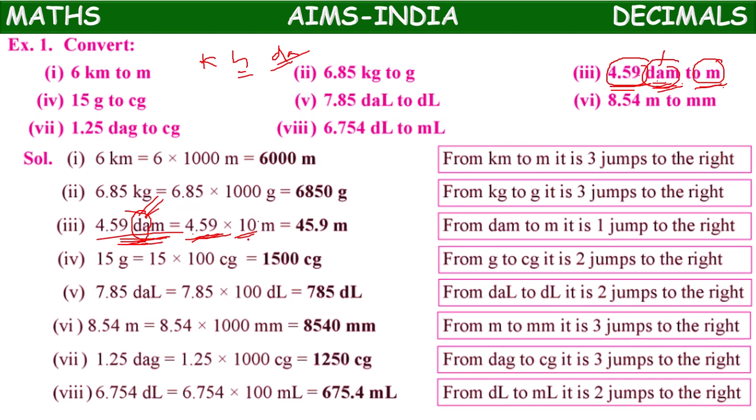4.59 into 10. Whenever we have 10 here, how do we multiply a decimal number with 10 or multiples of 10? How many zeros are there? The decimal point will move that many places towards the right side. We have only 1 zero here, so the decimal point will move one place towards the right side. Means 45.9 meter. That is the answer.